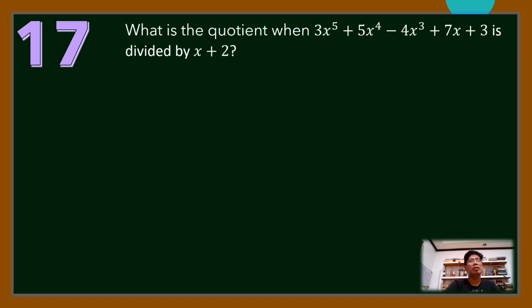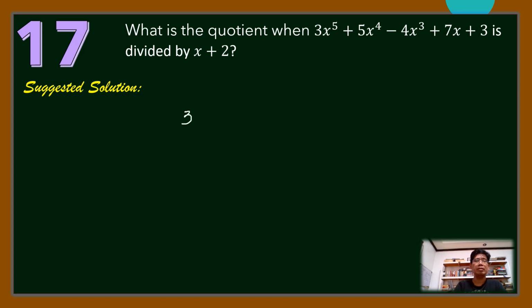Number 17. What is the quotient when 3x to the 5th plus 5x to the 4th power minus 4x cubed plus 7x plus 3 is divided by x plus 2? For our suggested solution, let us use synthetic division. Hence, let us get the coefficients of the dividend.